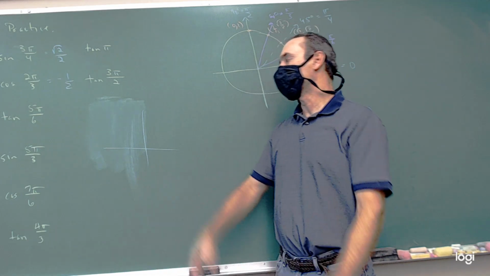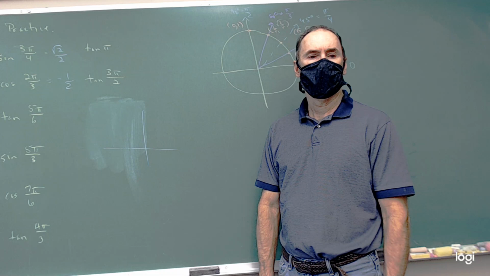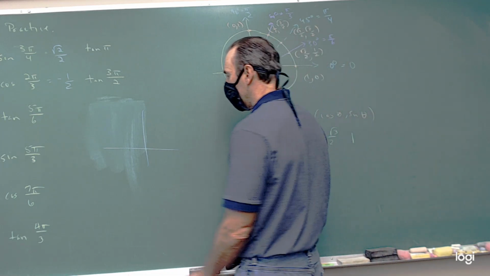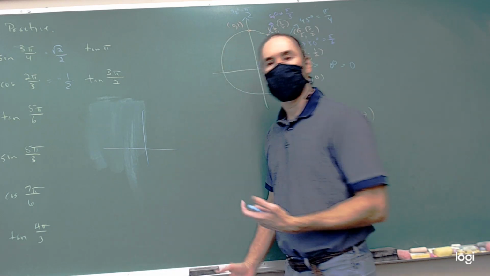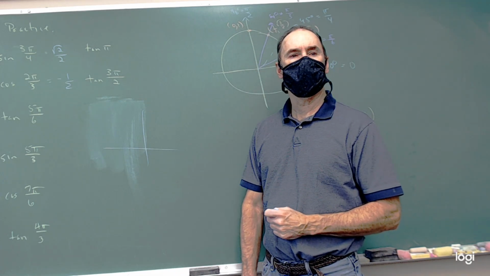What's the thinking that you do to come up with tangent of 5 pi over 6? Well, 5 pi over 6 is 150 degrees. I don't know about degrees. I'm unfamiliar with degrees. Can you tell me what that means in terms of radians?